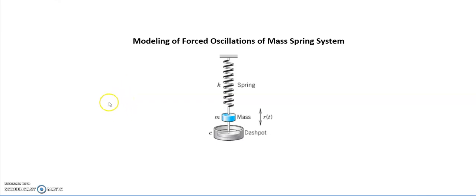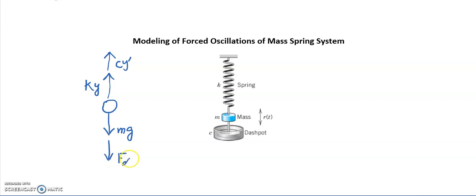For example, if this is the mass, then one of the forces will be the weight of the mass, mg, and the other force will be the restoring force from the spring, k times its distance y. Another restoring force will be the damping force, the internal damping of the spring, which is represented by cy prime. And then there is an external force. Suppose the mass is moving downward, so we can represent that downward force; we call it the driving force.